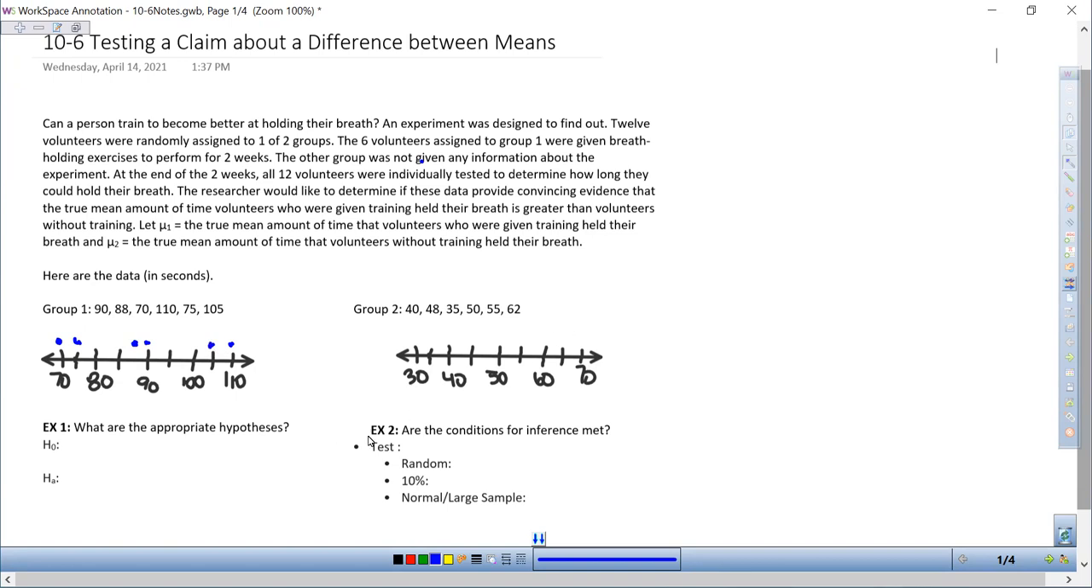For group 2, the amounts of time in seconds were 40, 48, 35, 50, 55, and 62. Let's do that one a little bit more. 62 is more over here.